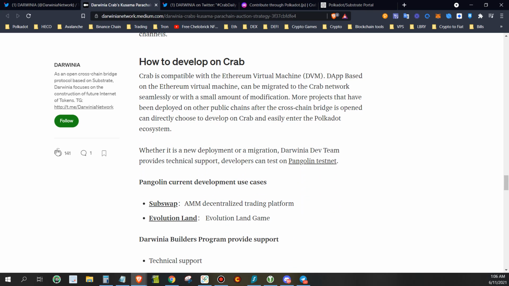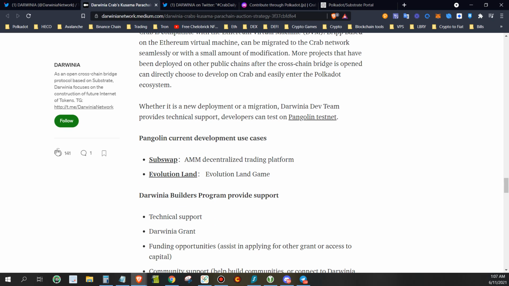Whether it's a new development or migration, the Darwinia dev team provides technical support, and developers can test on the Pangolin testnet. Pangolin's current development use case is SubSwap, which is an AMM, an automatic market maker, decentralized trading platform. SubSwap, which is a DEX, a decentralized exchange, will be integrated with Evolution.land, and that's the Evolution.land game.